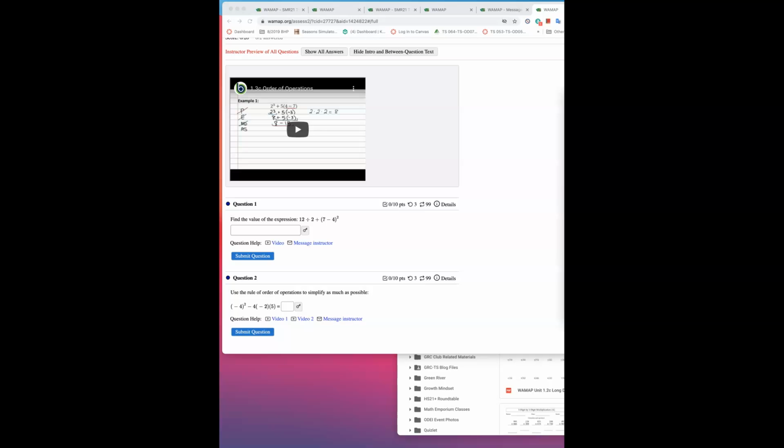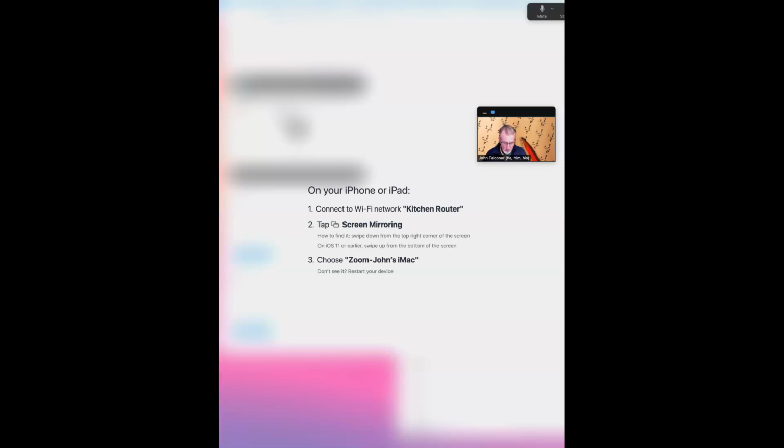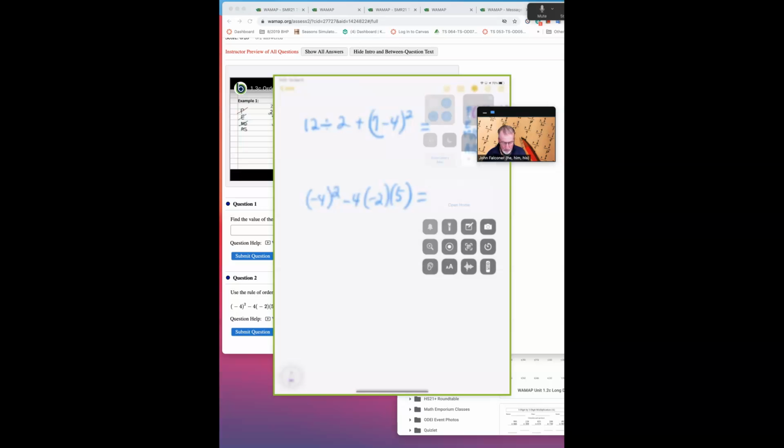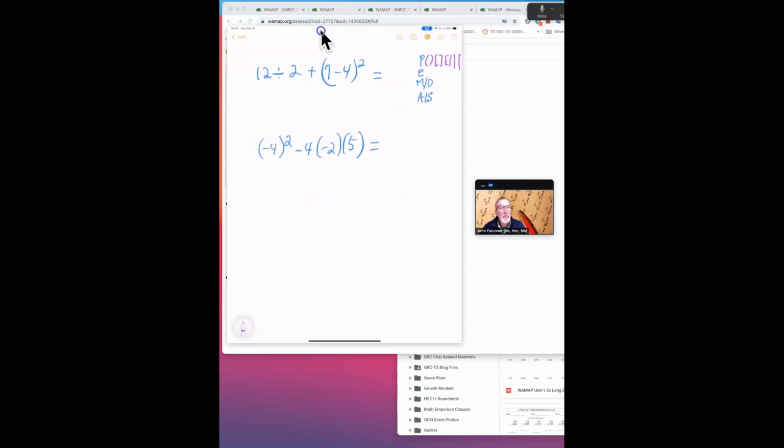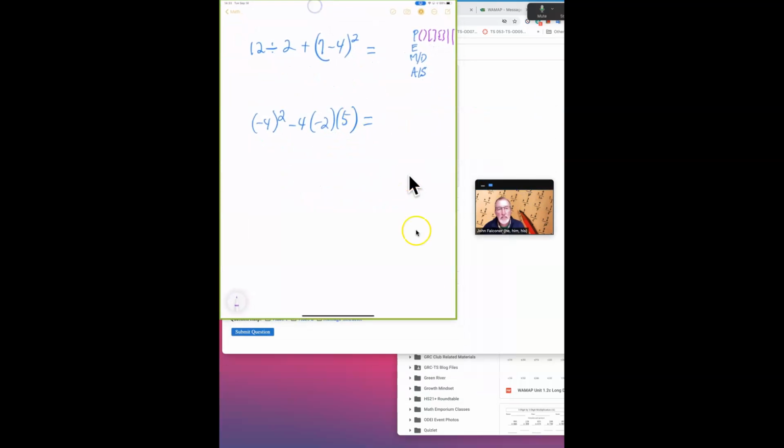And I guess I'm going to have to restart this share because it's not updating my screen. Sorry about that. So I've got the different types of brackets up there, or parentheses.